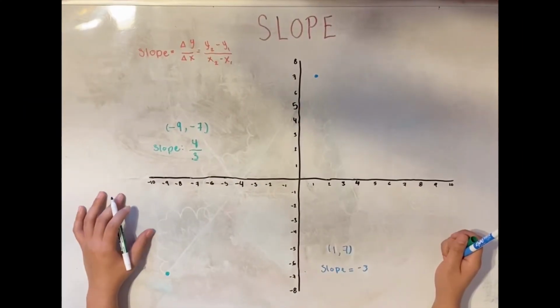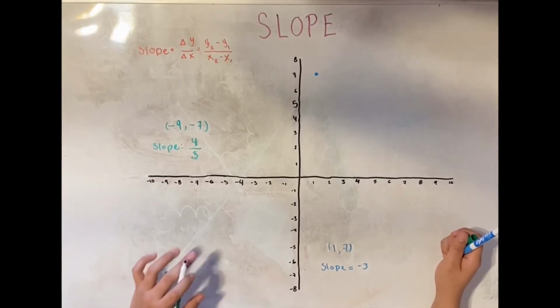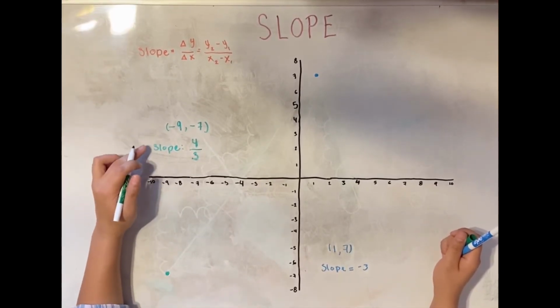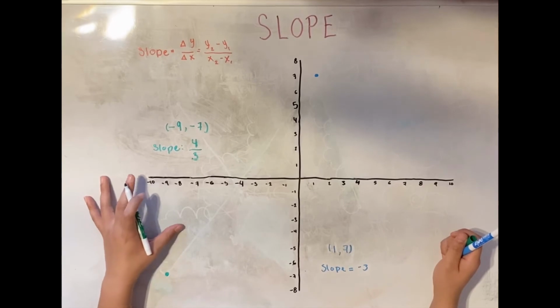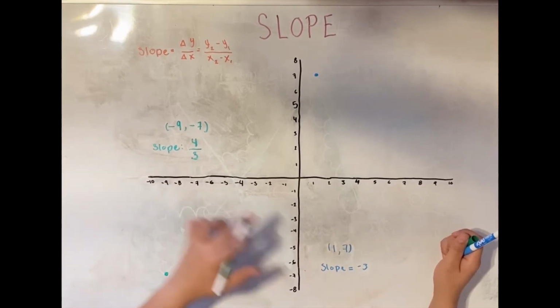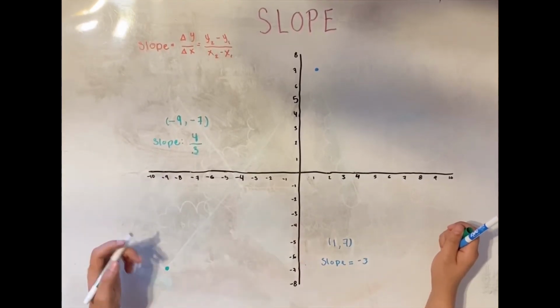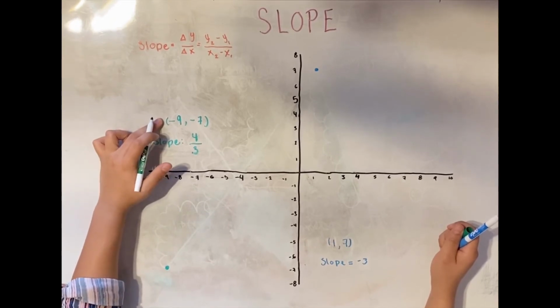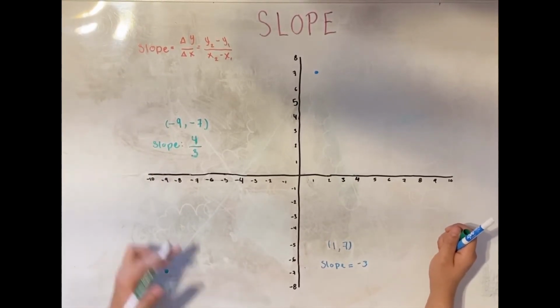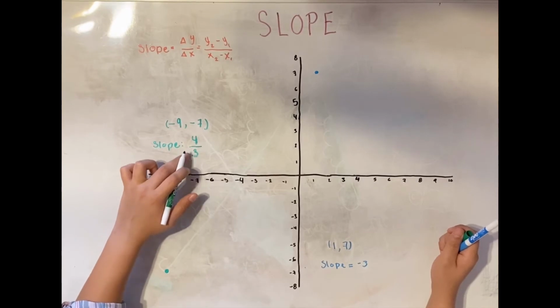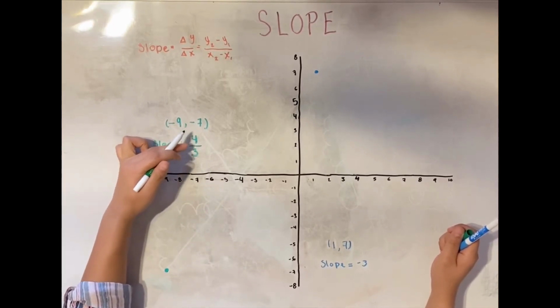Alright guys, in this next example, I'm going to teach you how to graph a line with a given point and a given slope. I'm going to give you two examples in this one, one with a positive slope and one with a negative slope. Alright, now our first point is -9, -7, and we have to do a slope of 4 over 3. And remember, we rise over, we run.